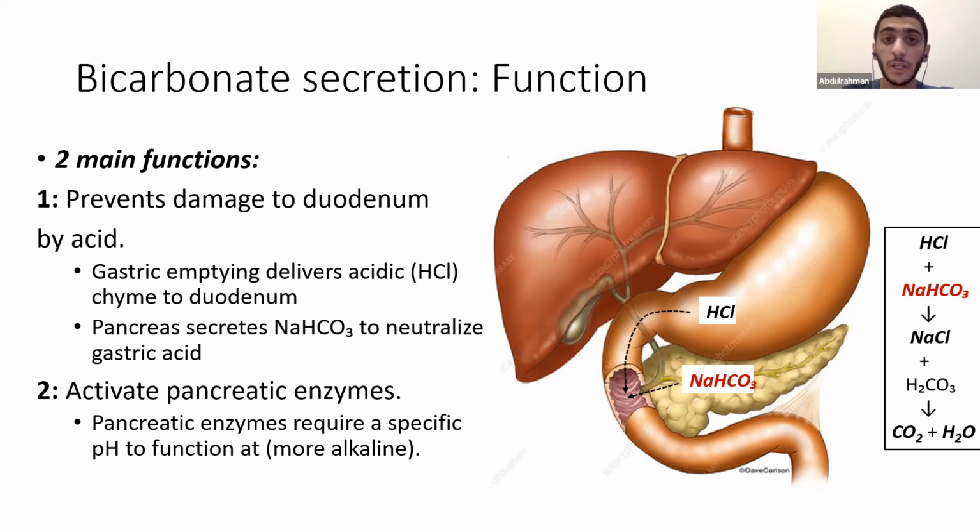Now, it's fine for the food to be acidic in the stomach because the stomach is used to an acidic environment, because it's always releasing its HCl. However, when this acid goes over to the duodenum or the small intestine, it's going to cause harm. And in order to avoid that, we need to get rid of this acid.